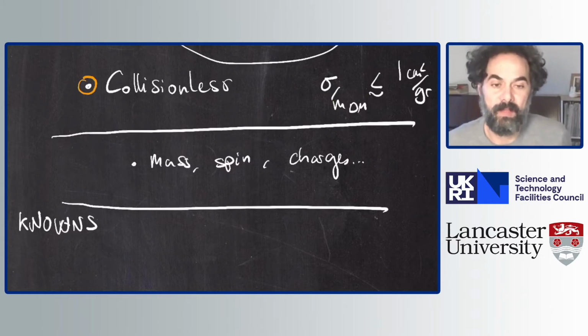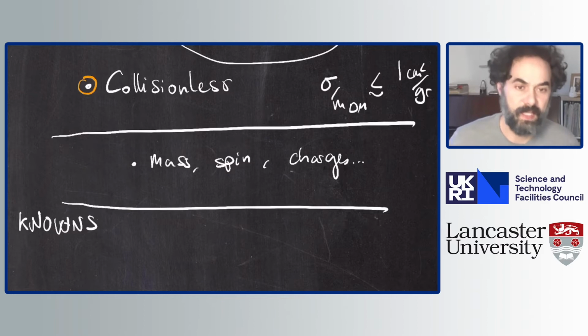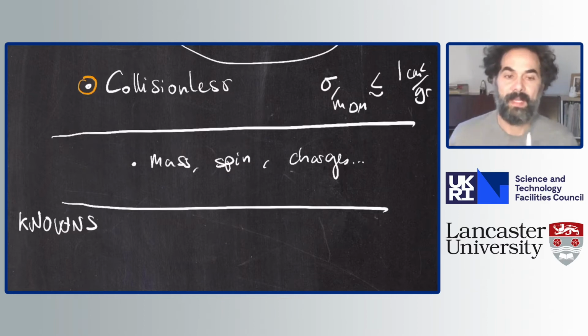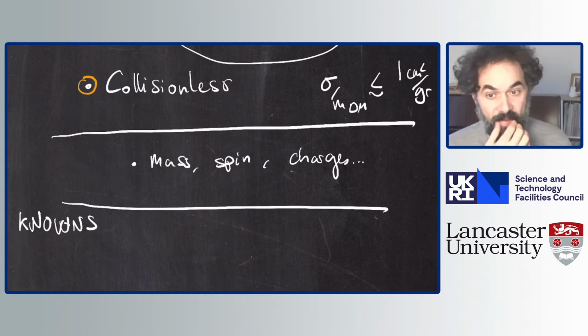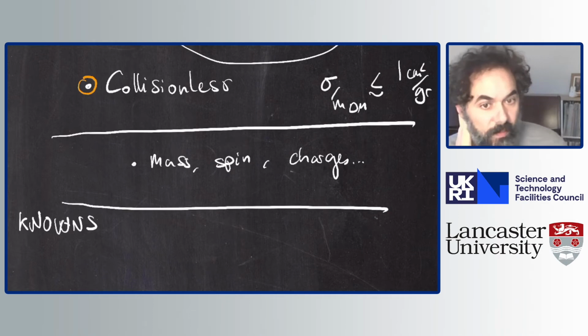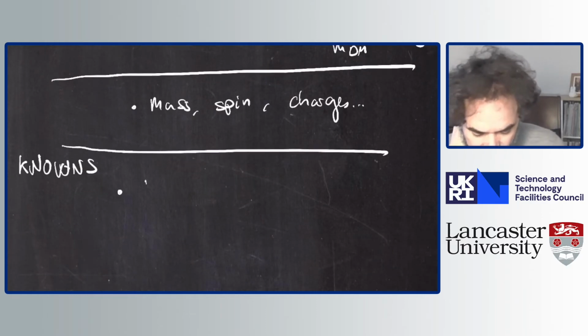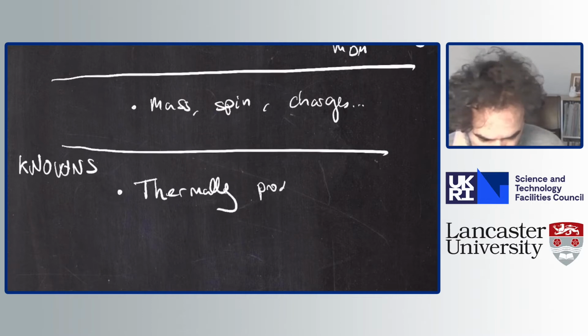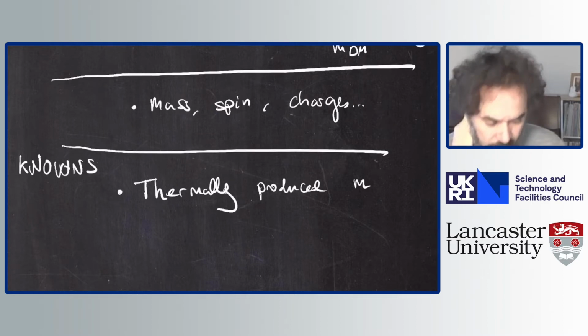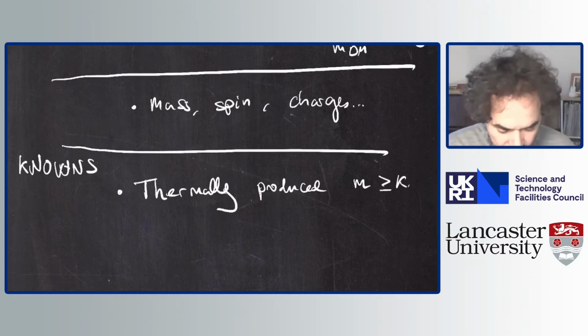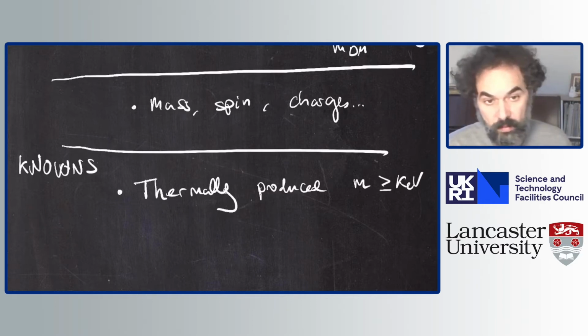So we have many knowns about dark matter, but they are not so good, in the sense that even with all this information, we don't know anything about the fundamental properties of dark matter. We don't know the mass, we don't know the spin, we don't know the charges. We only have bounds on all of those. We have some knowns, and I already told you some of them. For instance, we know that if it is thermally produced, the mass has to be bigger than a kilo electron volt. Okay, well, that's something we know. So some candidates are going to be excluded by this.